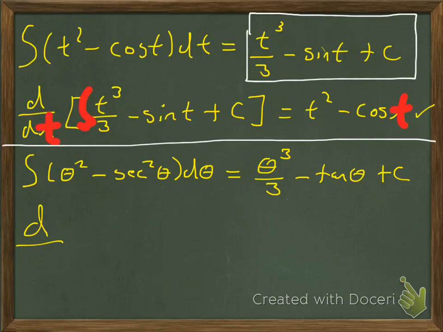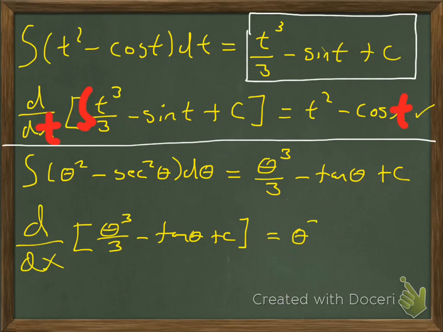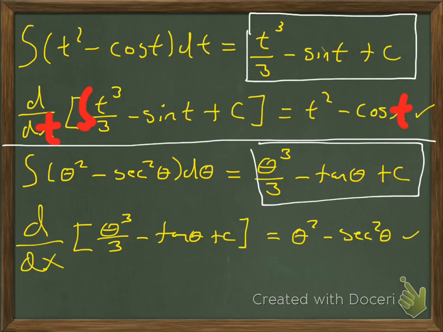And we'll take the derivative. So that 3 is going to come down to cancel the 3. And the derivative of tan is secant squared. Derivative of the constant is 0. And we do get, in fact, back to our integrand. So we know we've correctly found that antiderivative. Okay, let's look at a couple more. I think I've got 3 more.